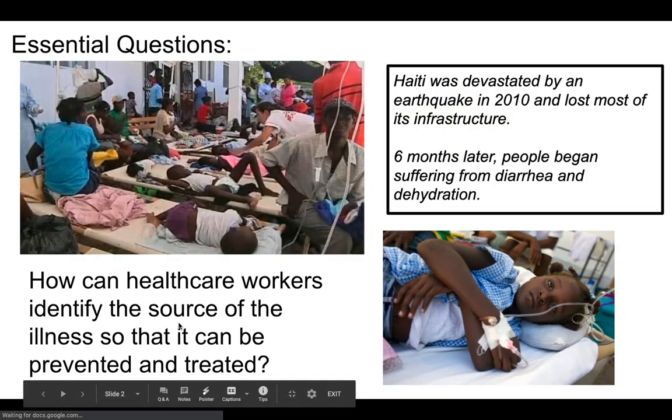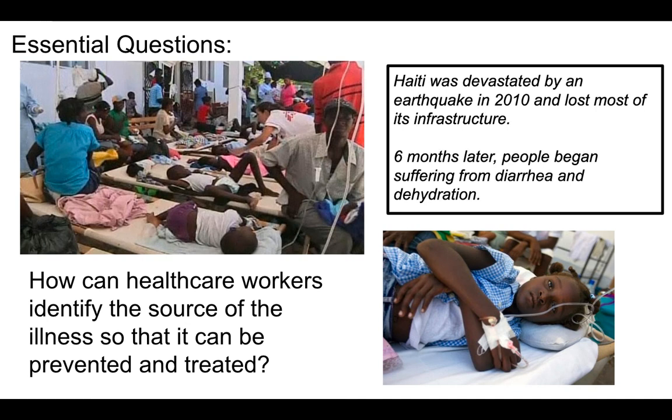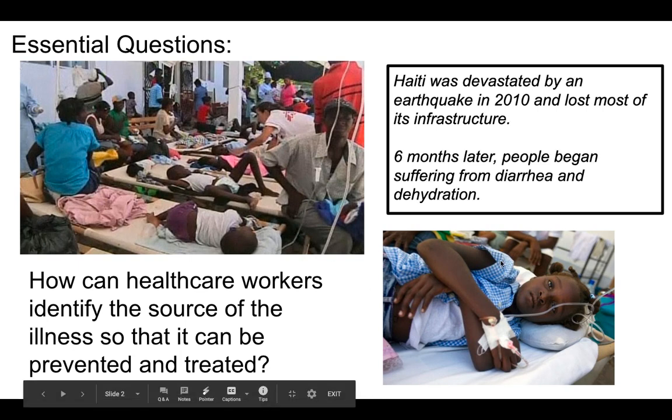So the essential question that we want to ask is, how can health workers identify the source of an illness so we can treat it and prevent it? And this is super applicable to today when we're thinking about coronavirus, as it also has happened in 2010 in Haiti. As you can see, this was after the earthquake when they're trying to figure out why are so many people getting sick after this earthquake.